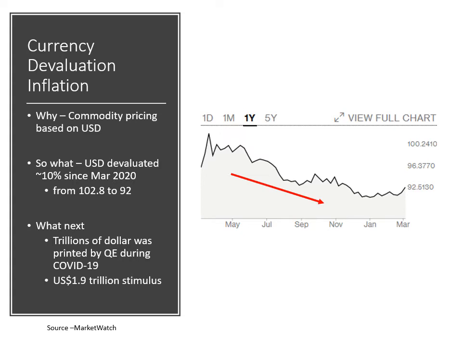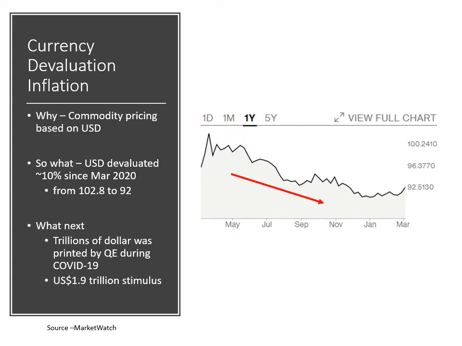So you can see from the right-hand side chart, the USD has been devalued by about 10% since March 2020, from 103 to 92. So when we say that USD has been devalued by 10%, fundamentally it means that the commodity price has been raised by 10% equally.